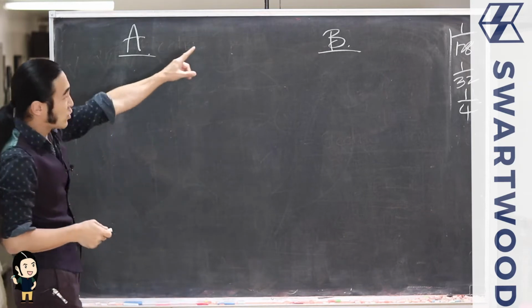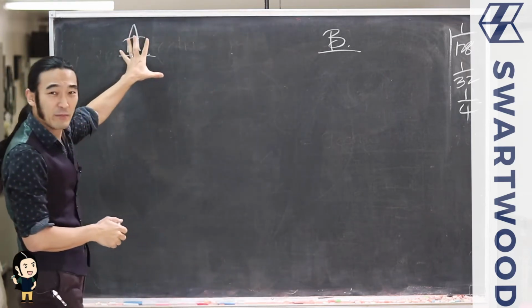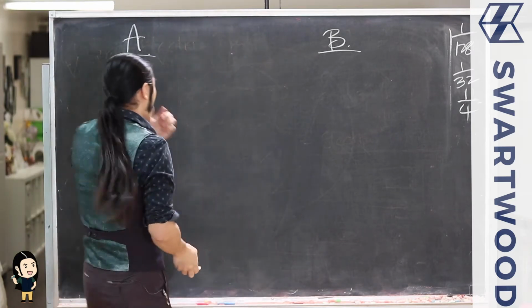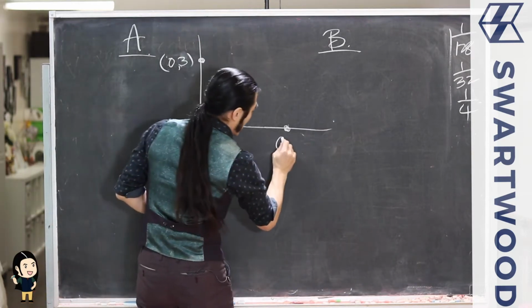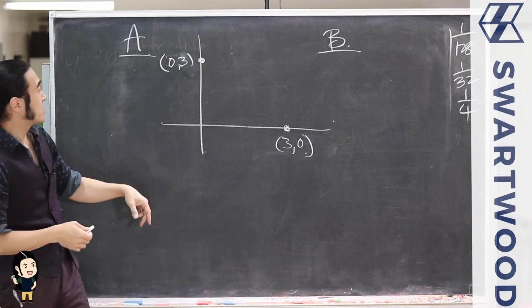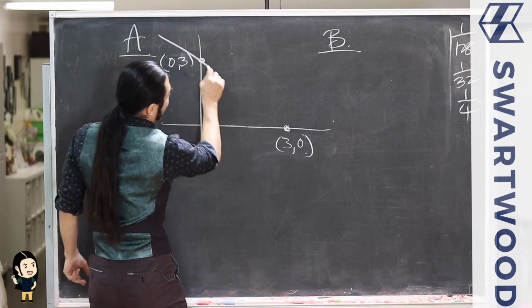So I'm going to set up this way. Quantitative comparison, just to remind you of what this is like: is column A bigger? Is column B bigger? Are they the same, or can you not tell? Okay? And what's the setup here? We're going to put our coordinate axes right here. And let's say we have points at (0, 3) and (3, 0). Okay? And then we have a line connecting the two.